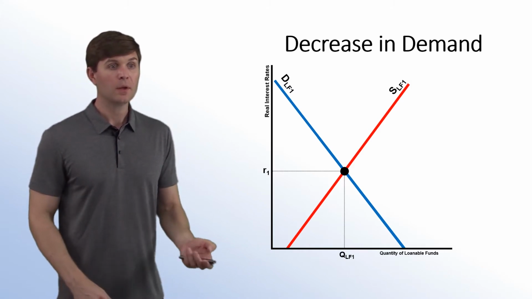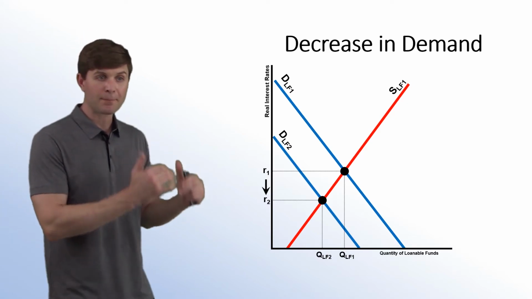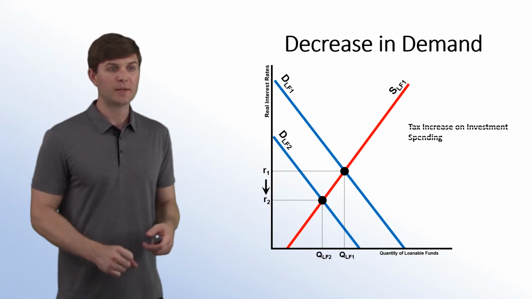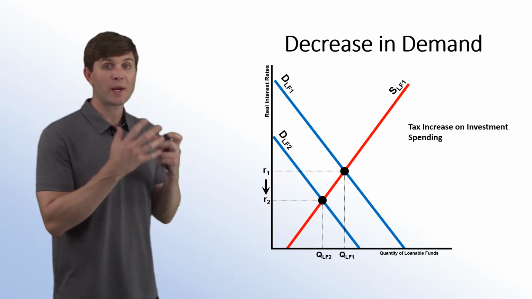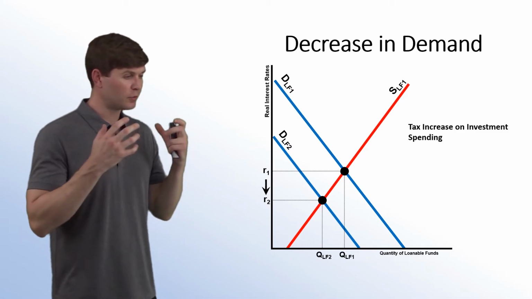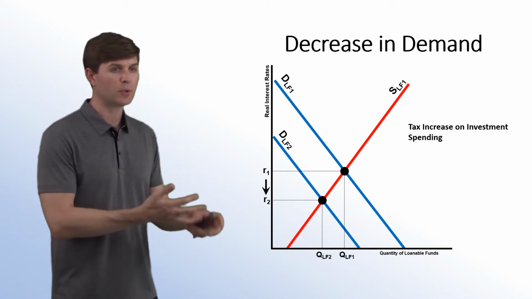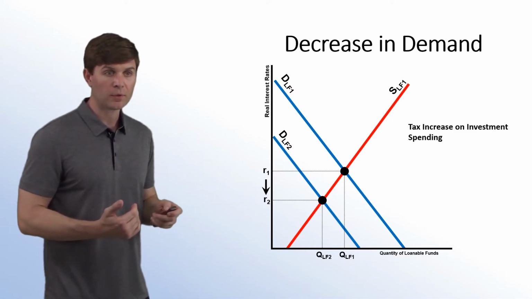Decreases in demand. All right, things that will cause the demand curve to shift to the left and drop that interest rate. Tax increase on investment spending or tax increase on corporations, anything that would make their rate of return lower, anything that would make investing in capital and buildings not as profitable is going to cause that demand curve to go to the left.